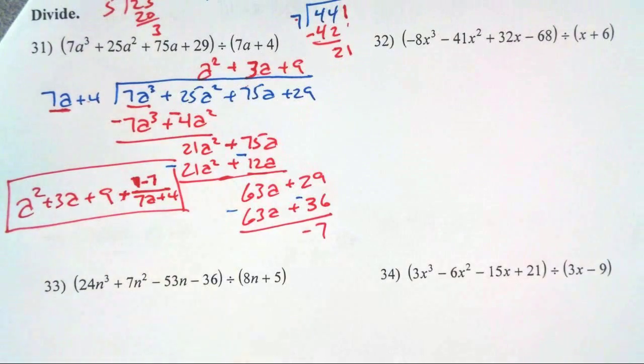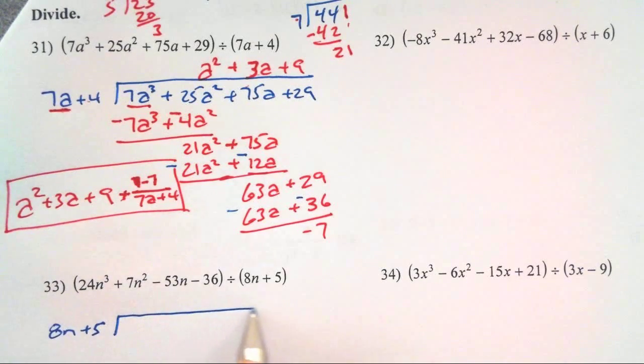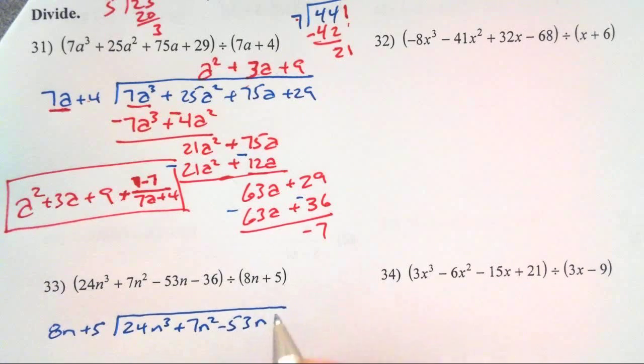Okay, let's try another one. Let's see, do any of these problems have holes? No holes in any of these. I'm going to just set this up, leave some room for my over-the-top solutions. I get 8n plus 5 goes into 24n to the third. I've got some n to the seconds. I've got some plain old n's. And I've got a minus 36. I expect a remainder here because ultimately 5 doesn't divide 36. So let's see what we got.